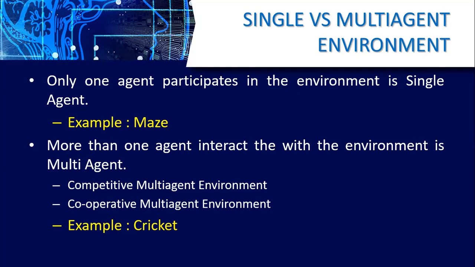And the 4 players will have a competition. If you take an example of cooperative multi-agent, cricket or football, there are only two teams and each team will have 5 or 6 players. So you have to play cooperatively to win the task.